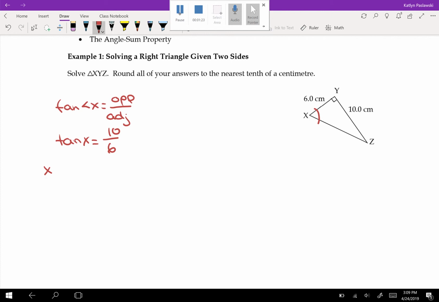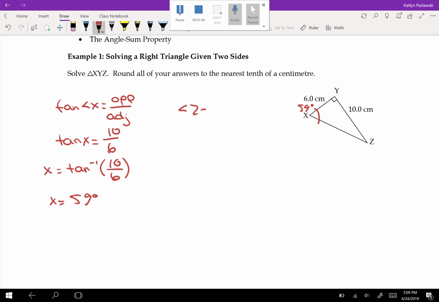To solve for an angle, you are using inverse tan. So in my calculator, I punch inverse tan, open bracket, 10 divided by 6, close the bracket. That solves for a 59-degree angle. Now that I've solved for one angle, I have two in total because I have my 90-degree angle and 59. So I can now use the angle sum property to solve for angle Z.